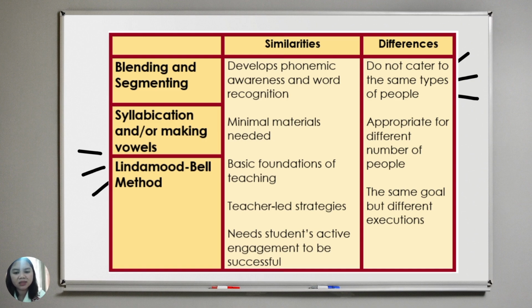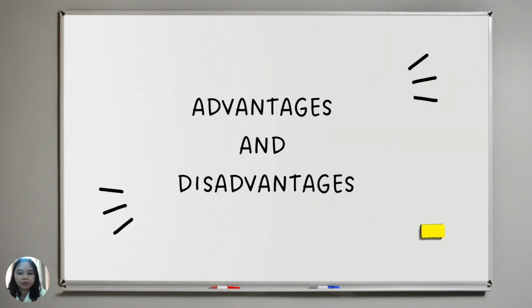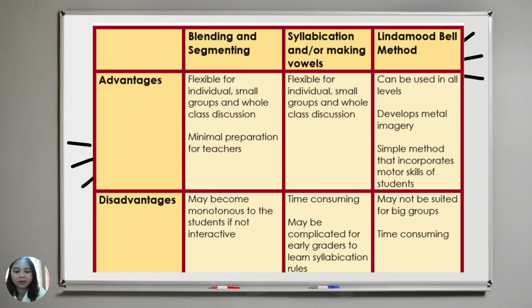For the differences, they do not cater to the same types of people. Some are for small groups, some are for whole class, and some for individuals. And they are also appropriate for different numbers of people. The same goal is achieved but in different executions. Let's dig deeper into the advantages and disadvantages of the three strategies for word reading.